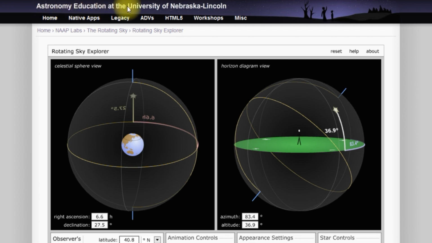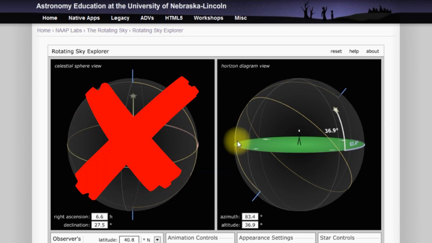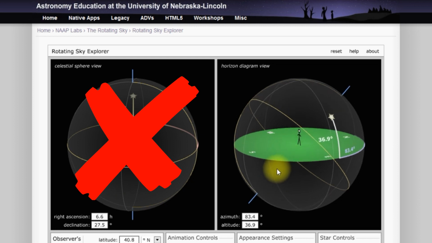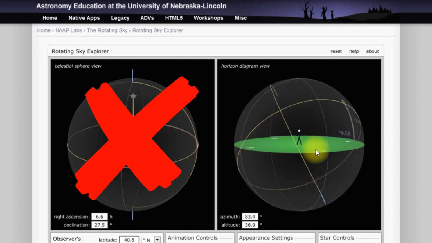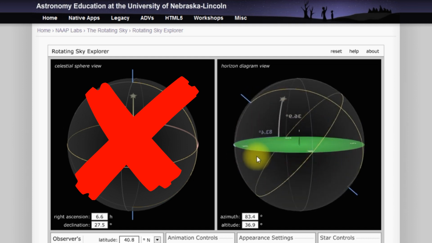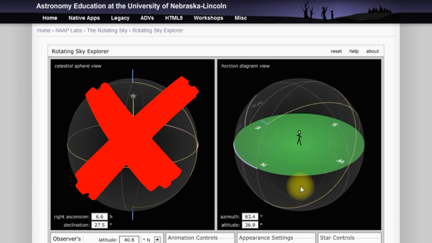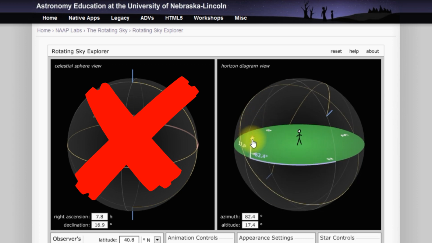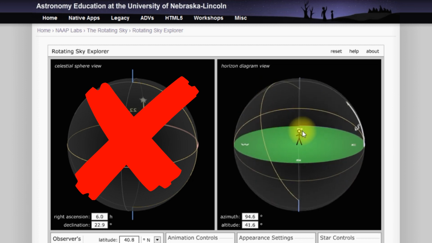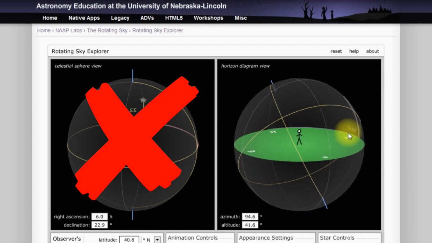Here we are in a website from the University of Nebraska-Lincoln. You can ignore the celestial sphere view. Let's just focus on the horizon program view. You see how flat the person stands. They always consider a flat surface, which they call the equatorial horizon. You can move the stars up and down, but the surface where the person stands is always a flat plane. Now that's the personal dome. It's as much as the person can see.